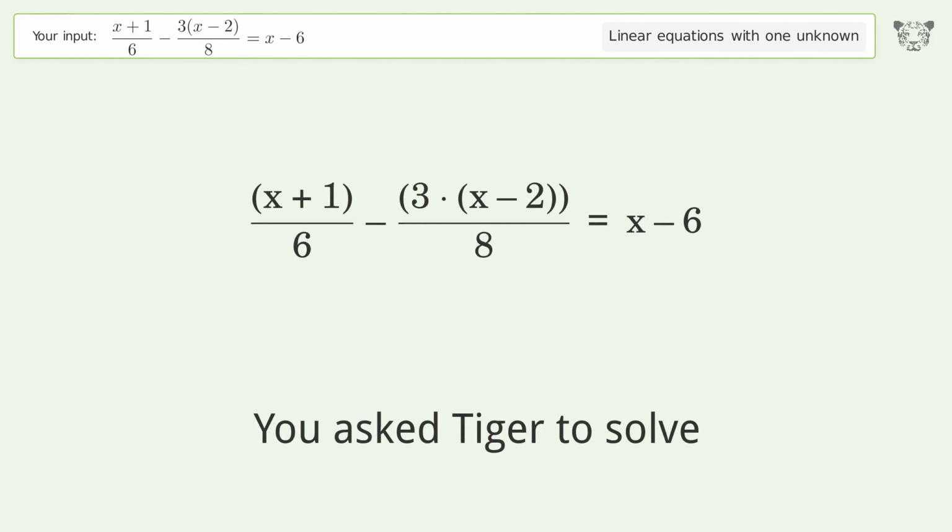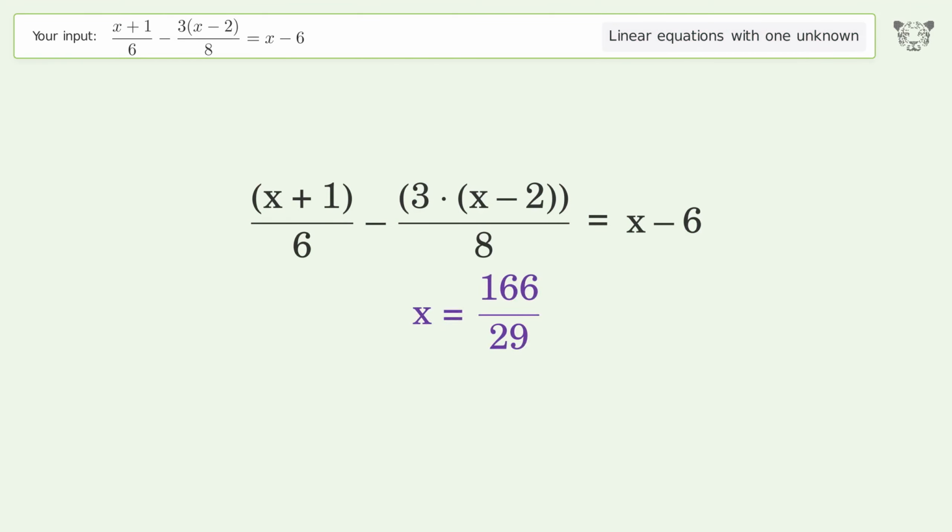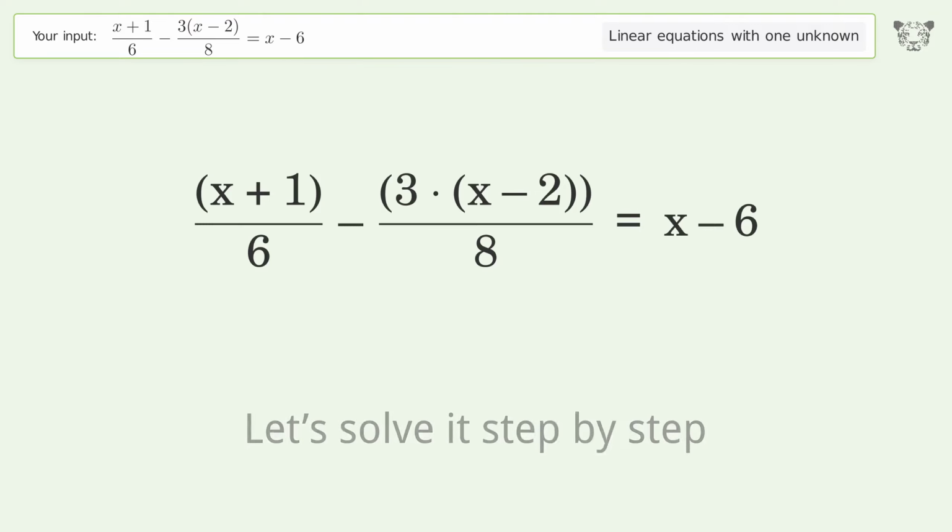You ask Tiger to solve. This deals with linear equations with one unknown. The final result is x equals 166/29. Let's solve it step by step.